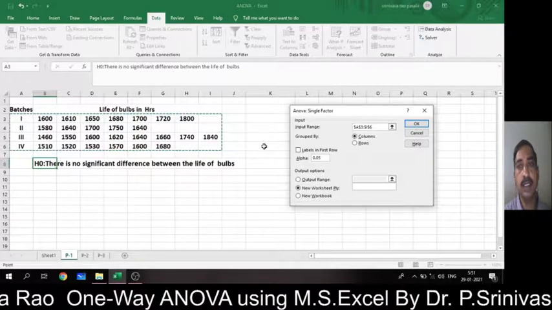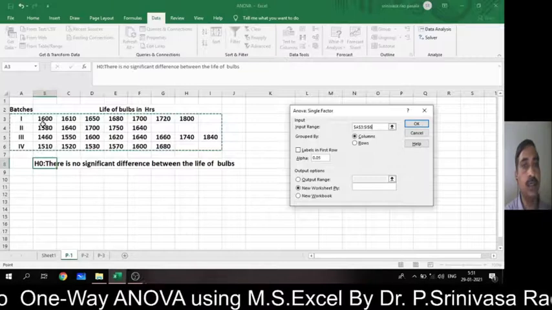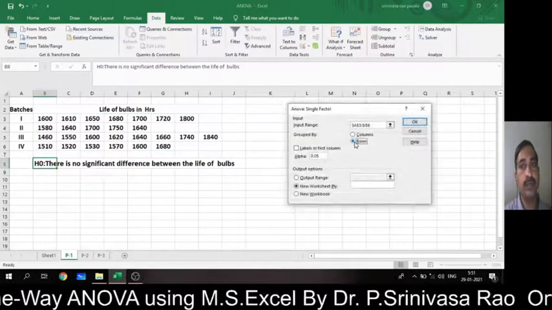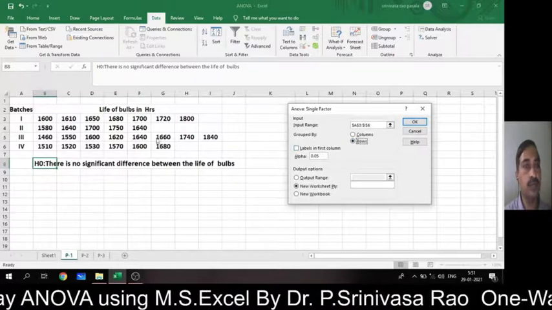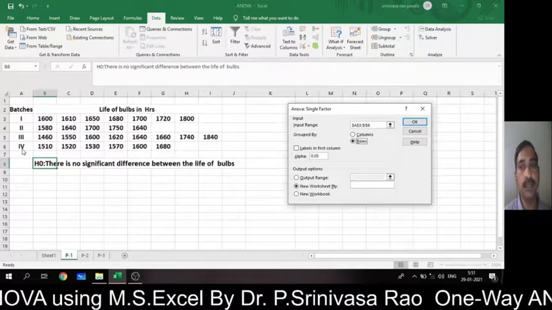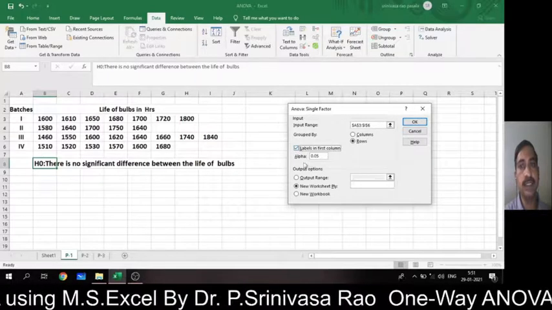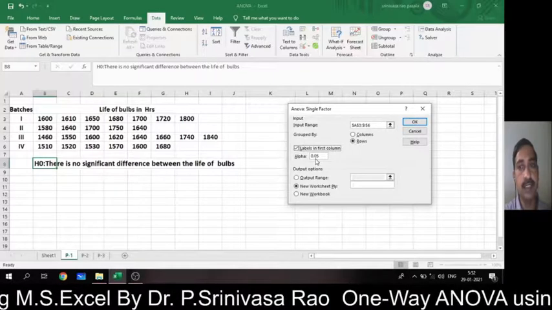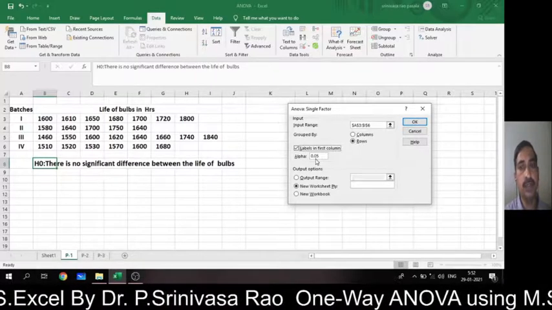Next, grouped by: here we have the data given row-wise, so you click Rows. Then it asks about labels in the first column. We have already selected the first column as labels, that is the batches, so you tick that. Next is the alpha level of significance, 0.05. You can change it to either 0.05 or 0.01.